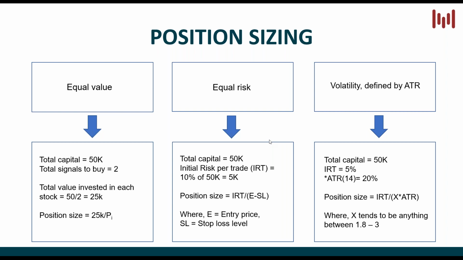So I've used 3 approaches, and these 3 approaches is what you will typically find people talk about from a position sizing perspective. The first one is equal value. Very, very simple. Let's say you have a total capital of 50,000 available to you. Now, whether you trade 20 stocks, 200 stocks, or 2 stocks, you only have 50,000 rupees given to you by your mom and dad. Okay, so your total capital is 50K.